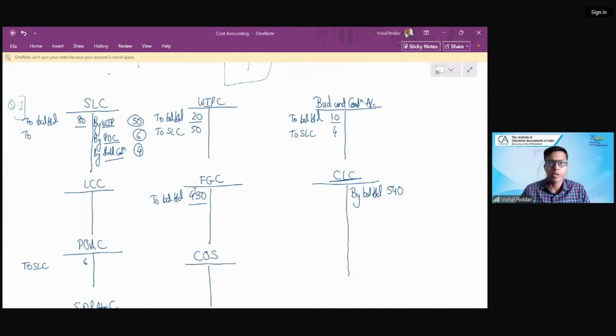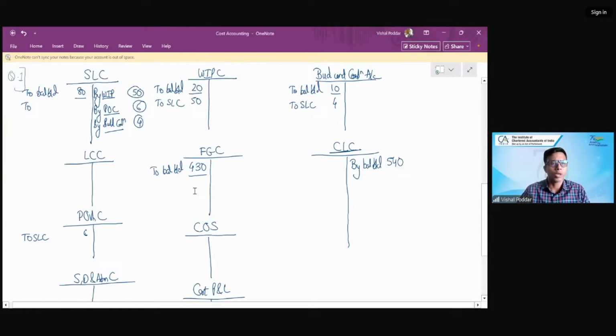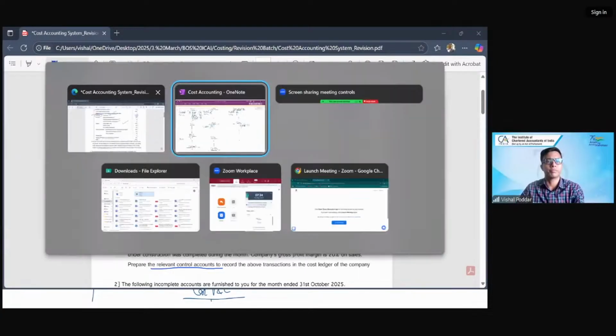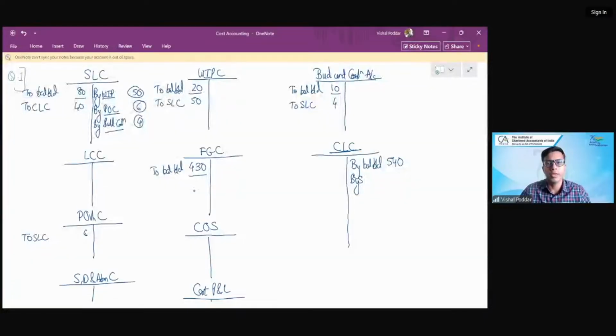So I was talking about the entry, students. Now I'm passing the purchase entry, which is to CLC. How much was my purchase amount? Purchase amount was 40. So immediately do the posting, both effects. So by SLC 40. Try to follow this, students: pass all the entries upfront, both sides, to avoid any type of missing.